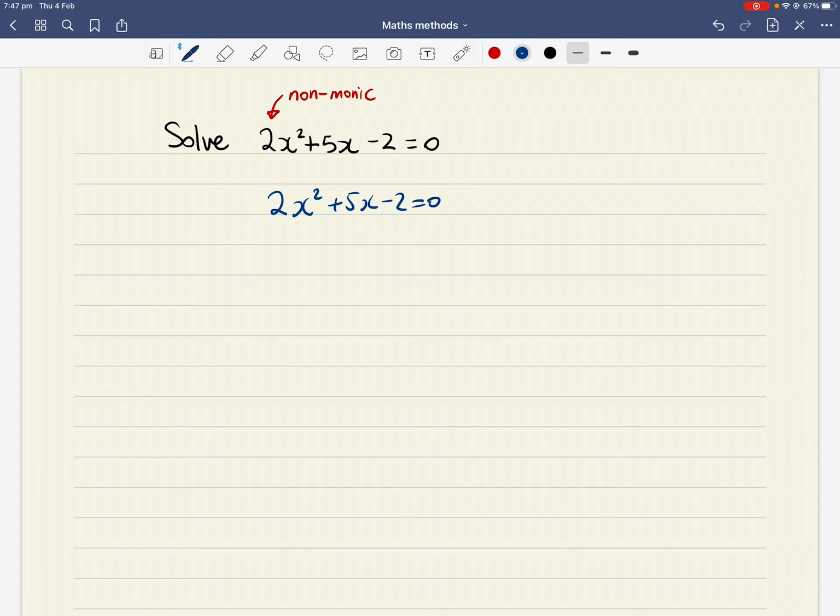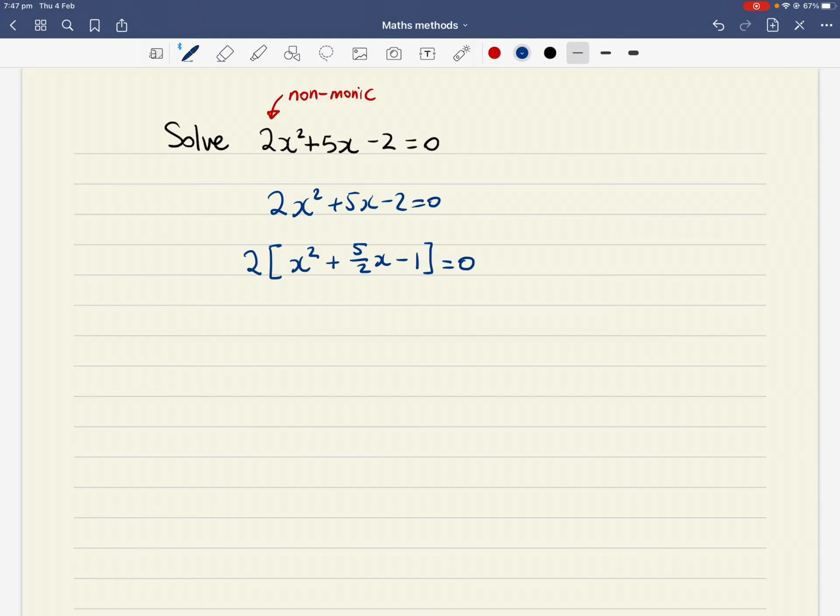For non-monic quadratics, you need to first factorize out that coefficient of x squared. So in this case, let's take out the 2. We have 2 outside of x squared plus 5 over 2x minus 1 equals 0.